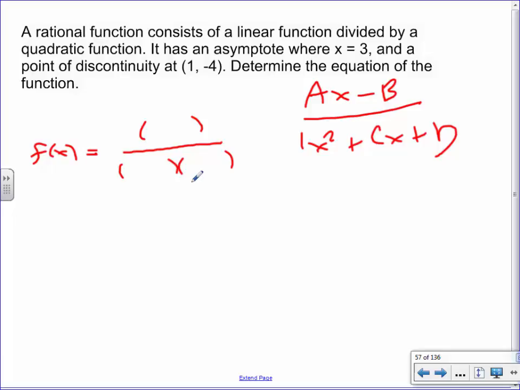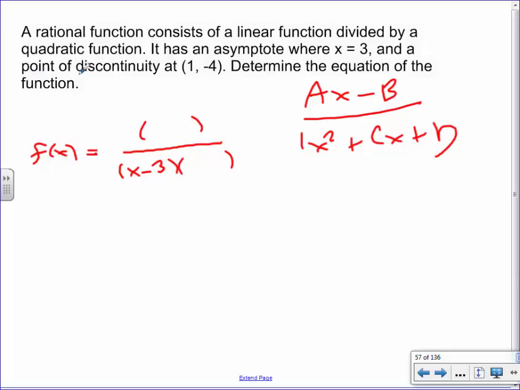That seems logical, right? And then I read, it says it has an asymptote where x equals 3. What does that help clue me into? There should be an x minus 3 on the bottom. A non-cancelable, that's a word, a non-cancelable x minus 3 on the bottom. It means that I know this top guy right here is not x minus 3, because if it was, it would have canceled.